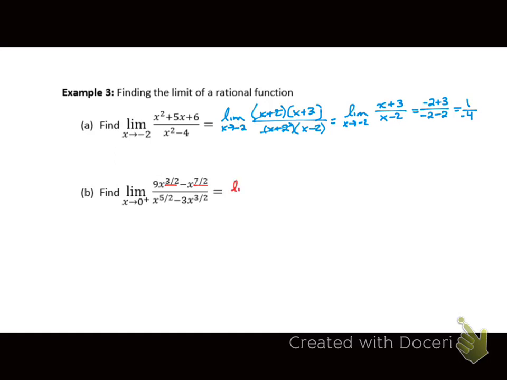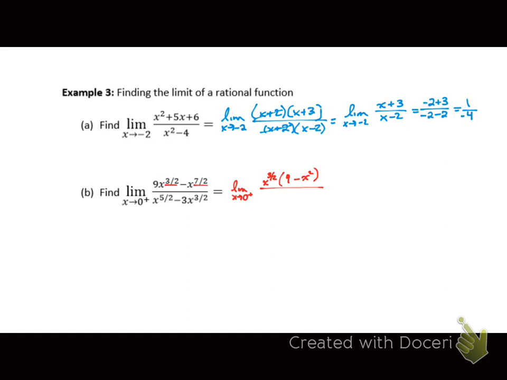We're going to find the limit as x approaches 0 from the right. And, sorry, I'm trying to factor out x to the 3 halves. What's left on the inside, if I take x to the 3 halves out of 9x to the 3 halves, I just have 9. And if I take it out of x to the 7 halves, remember when we're dividing, all you're doing is subtracting the exponents. So 7 minus 3 is 4. 4 over 2 is 2.